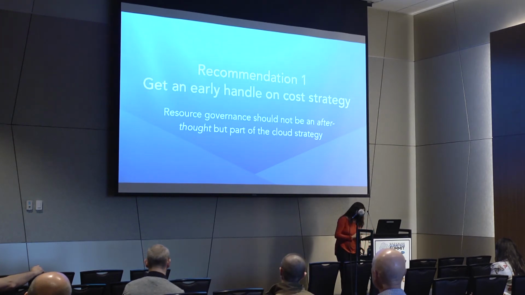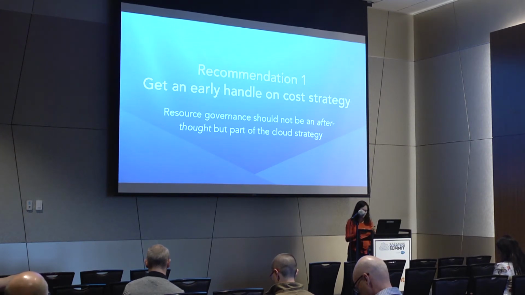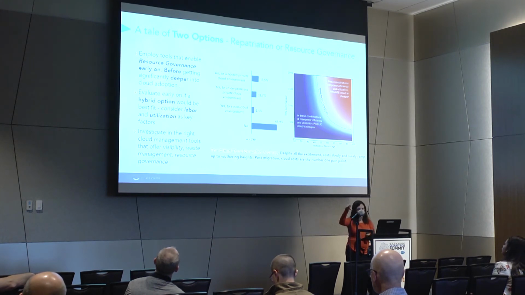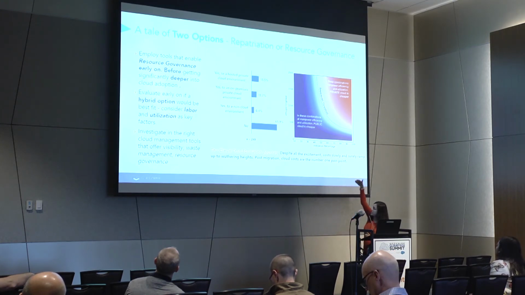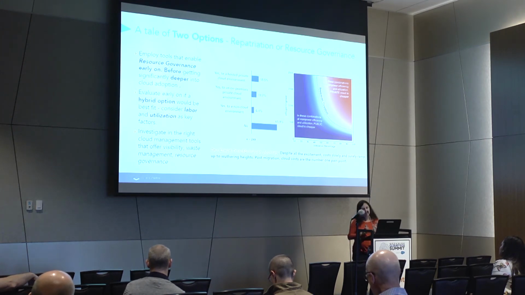Recommendation 1: get an early handle on cost strategy. Resource governance should not be an afterthought, but a very critical part of your overall cloud strategy. Going back to that 451 Research survey we referenced earlier, it cites an inflection point, at least for large organizations. They map this out by looking at how many VMs on average you should be running per engineer, and the utilization percentage of your compute, storage, and network resources that you're targeting or realistically going to achieve.